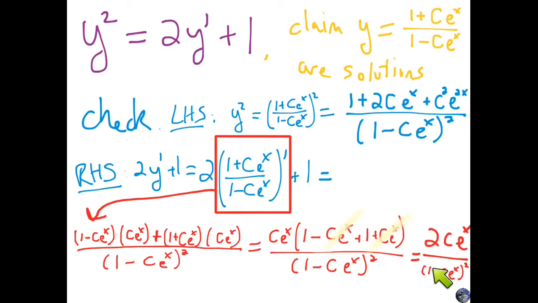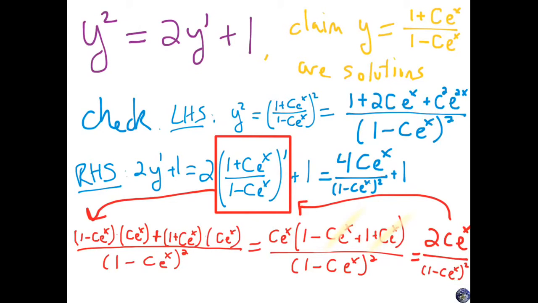All of this, what I just got, is just the derivative. So I'm going to plug that in for the y prime. So I'm going to have 2 times this plus 1. So plugging that in, and notice that 2 times this is just going to be 4c e to the x over 1 minus c e to the x squared, plus 1.